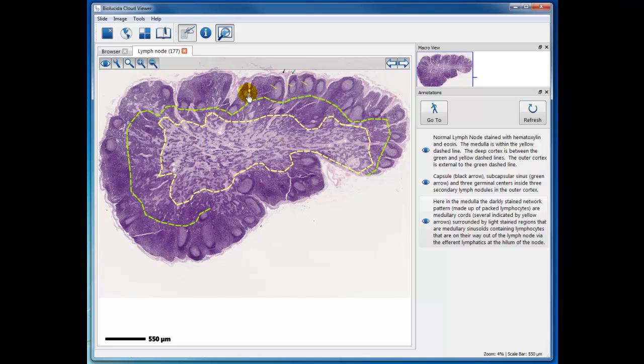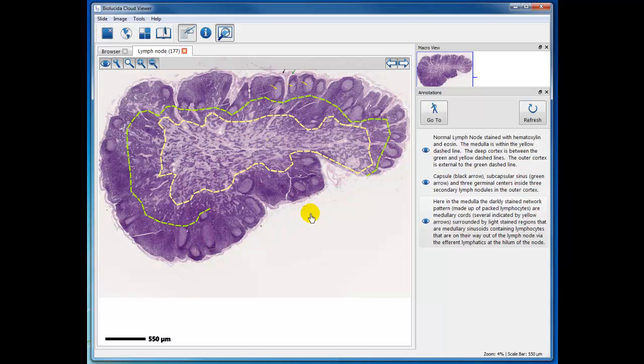and there are some trabeculae that are dividing the lymph node cortex into lobules, with the germinal centers in the nodules here. And then the deep cortex is between the green line and the yellow line, where the T lymphocytes reside, and of course the medulla here that contains medullary cords and medullary lymphocytes.